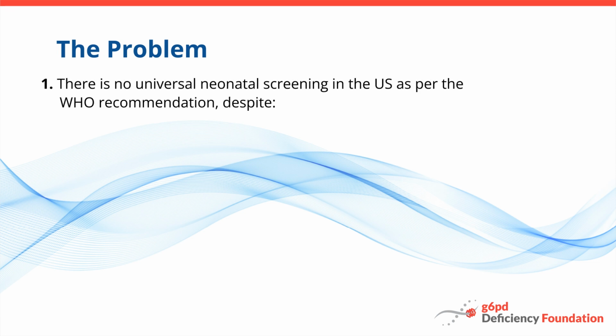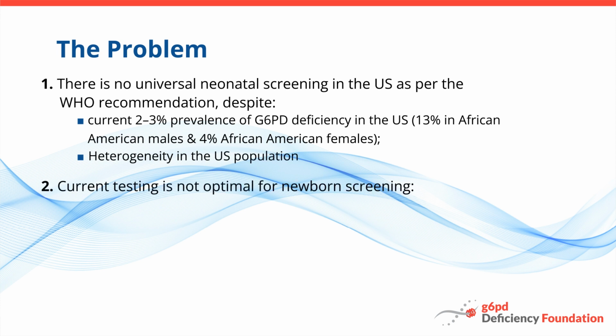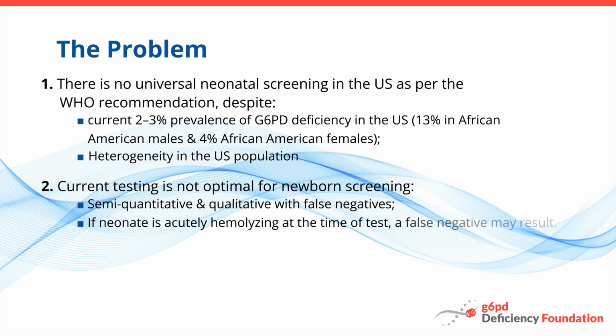Despite the prevalence of G6PD deficiency in the United States, which equals approximately 2 to 3% of the population, and with an overwhelming 13% in African American males and 4% in African American females being deficient, it is remarkable that the United States does not universally screen for G6PD deficiency.